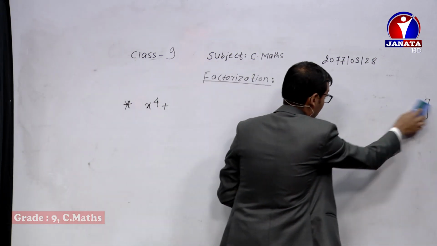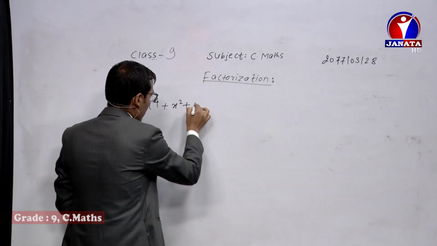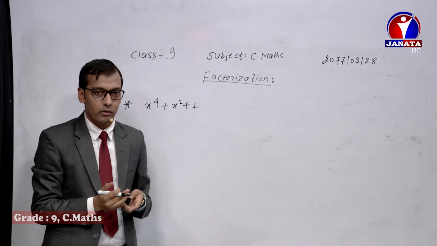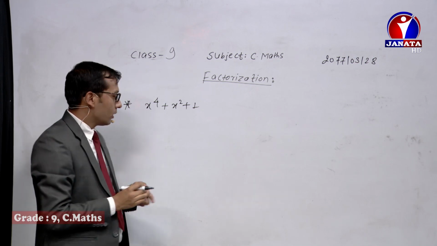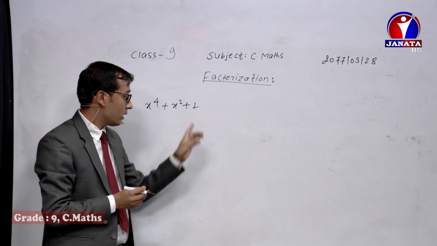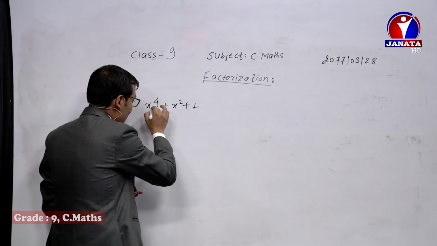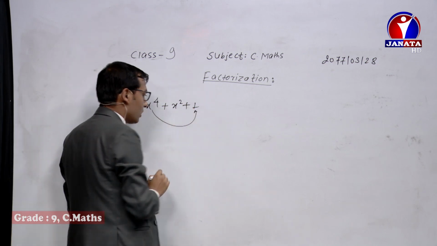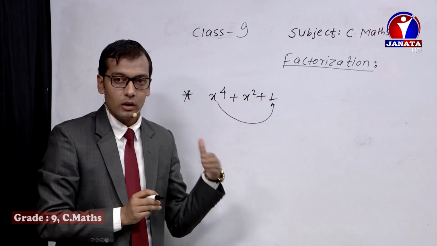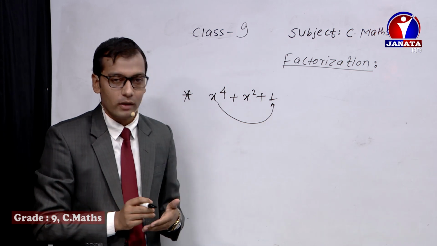Let's take the next example: x to the power 4 plus x square plus 1. Let's think, how can we factorize this? The first term is x to the power 4, the second is x square, and the third is 1. Now if we arrange the first term and third term together, we can convert them into a square plus b square form and factorize.